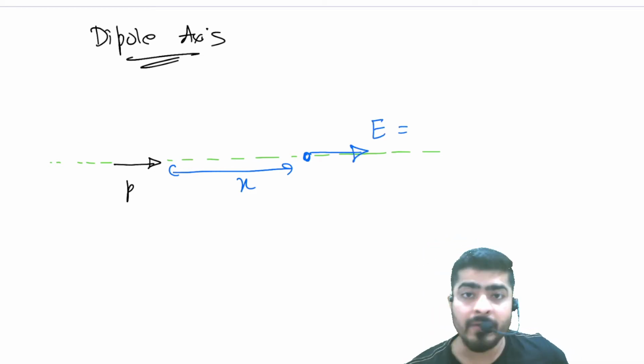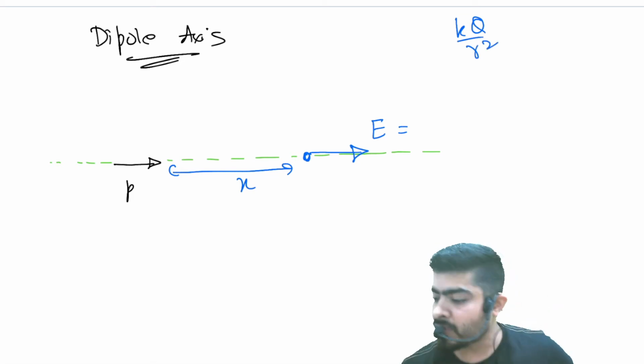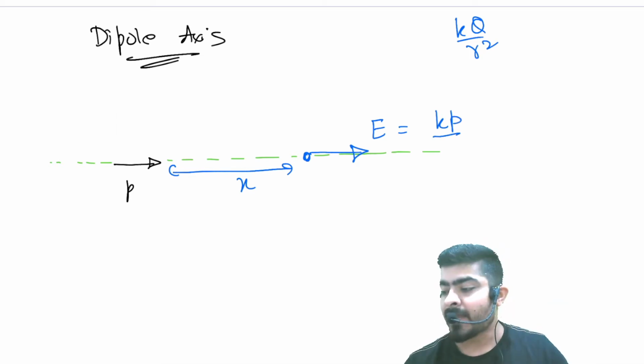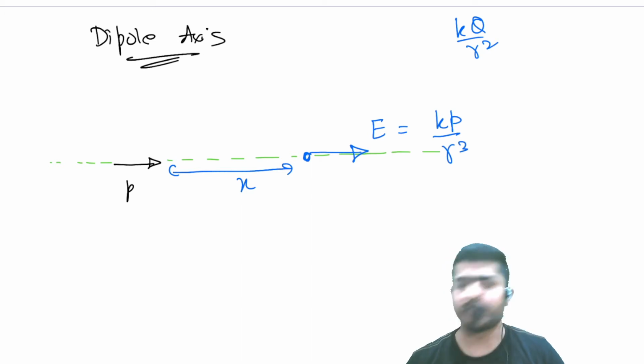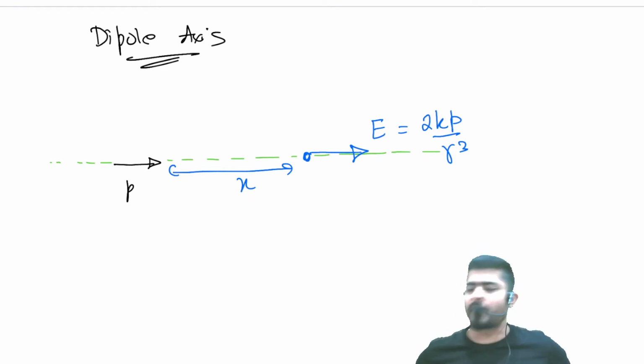See, what is the formula for electric field? Kq by r square for a point charge, right? So here you write down K, instead of Q write down P, and divide by r square. Instead of r square put r cube. Simple. And also put a 2 over here. That's it. We found the formula for electric field.